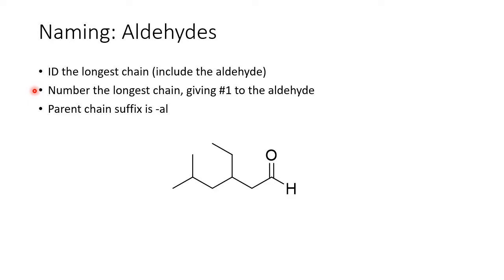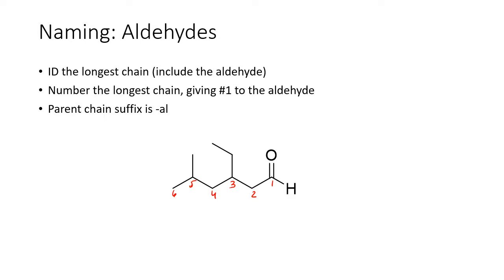Next, we want to number the longest chain, giving number 1 to the aldehyde. So I'm going to start on the right, and I will number my 6 carbons, like that. Now we'll go ahead and follow previous rules. We will put the branches in alphabetical order and also indicate what carbon those branches are on. And then we will name the parent chain.